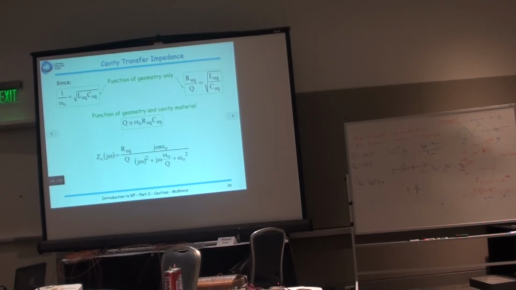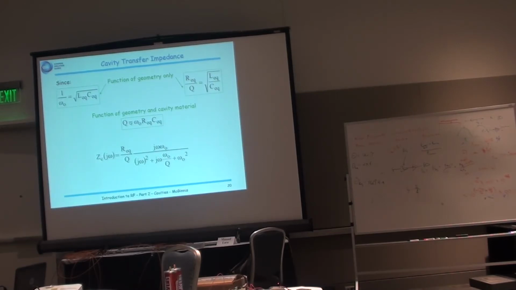So you can also do a few more combinations. Instead of R, L, and C, you can group things together in terms of omega 0, R over Q, and Q. Either of these three-parameter sets are equivalent ways of describing the cavity. So when someone gives you a cavity, you ask them for three numbers: what's your omega 0, what's your R over Q, and what's your Q?